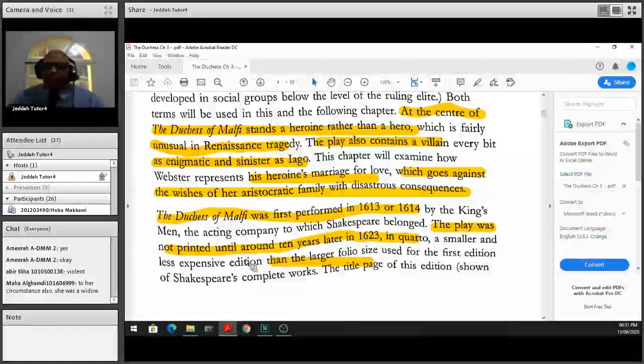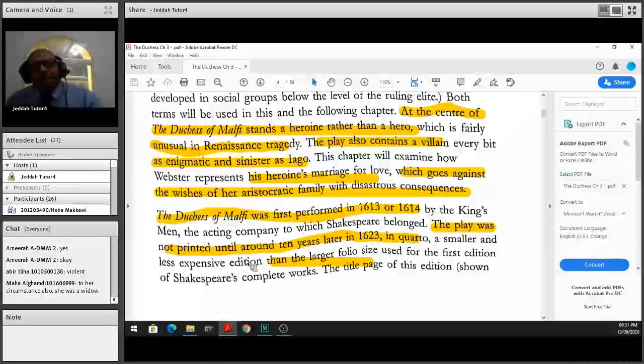So at the center of The Duchess of Malfi stands a heroine rather than a hero. And this is also quite an innovation. To have a tragic heroine rather than a tragic hero was quite new to the age. To my recollection, it never happened before that you have a heroine rather than a hero in a play. So this was quite an innovation at the time, which is fairly unusual in a Renaissance tragedy.